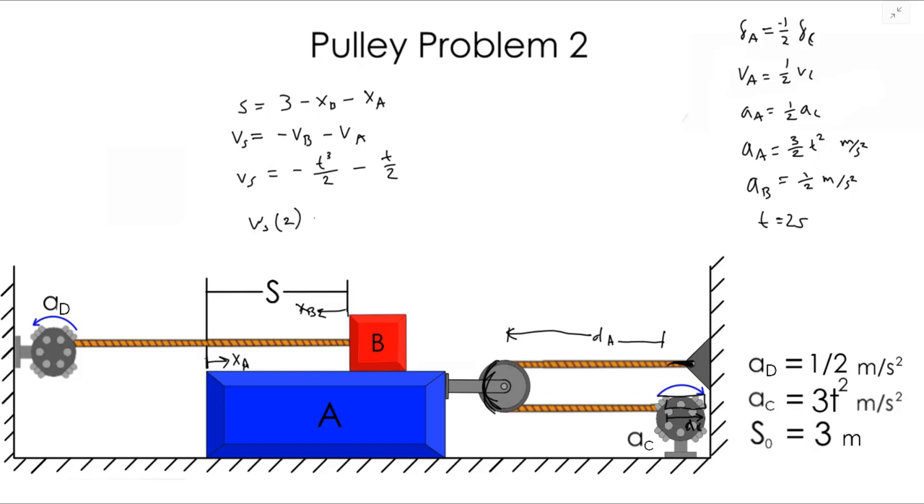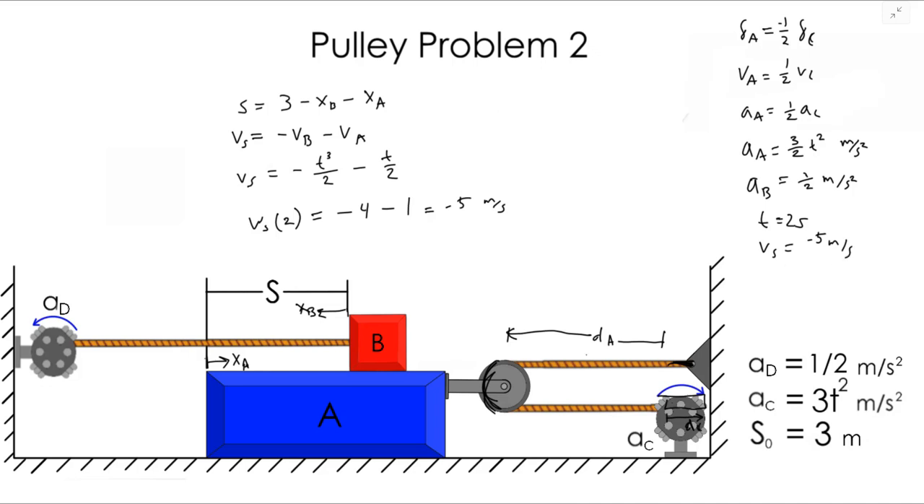So Vs at 2 equals, plug in a 2 here, that literally just gets rid of the 2's in the denominators. So really it makes it t squared, so minus 4 minus, and then that's just going to be 1, 2 over 2. That gives us -5 meters per second. And then that's our answer, Vs equals -5 meters per second.